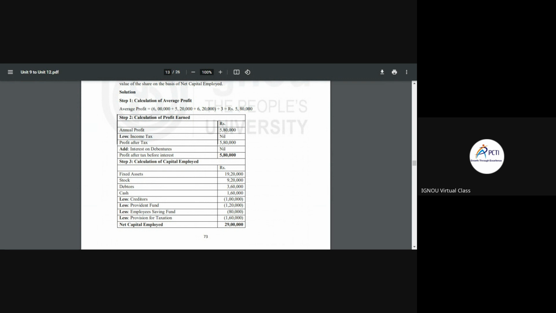Step 2 is to calculate the profit earned. For that, first of all, we will take the annual profit of rupees 5 lakh 80,000. Then we deduct the income tax from it, that is nil in this question. Then we have profit after tax, same as the value, 5 lakh 80,000. Then we need to add the interest on debenture. It is also nil in this question. Then we have the profit after tax before interest, 5 lakh 80,000.